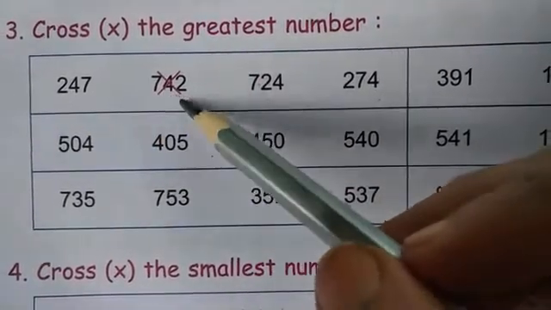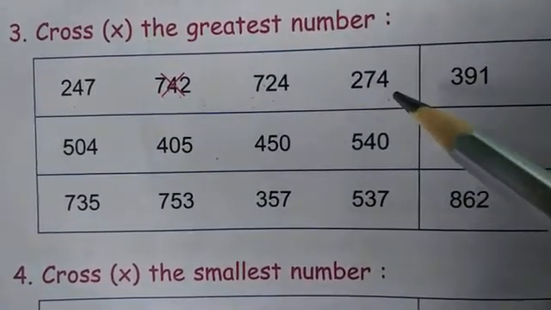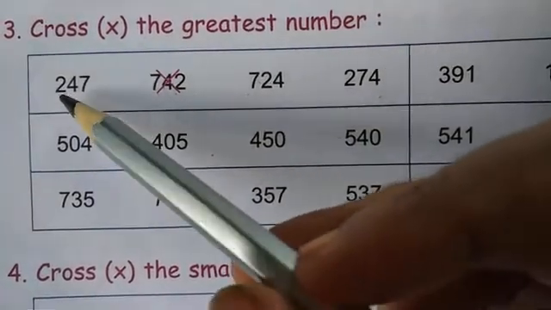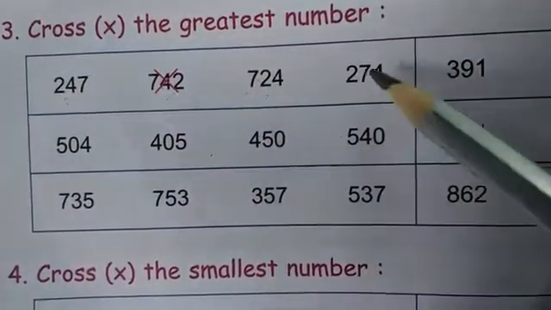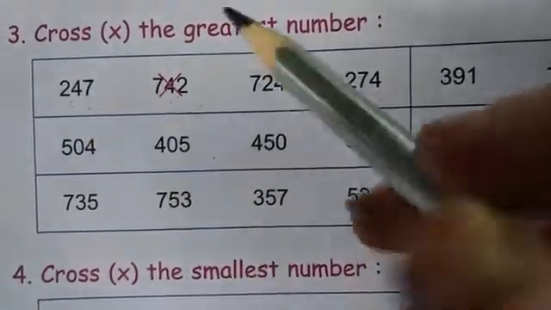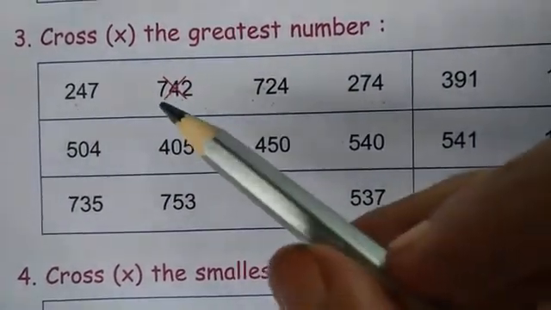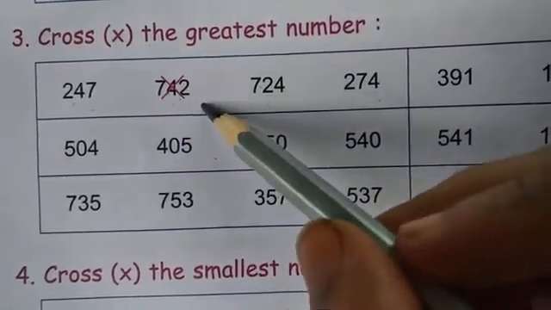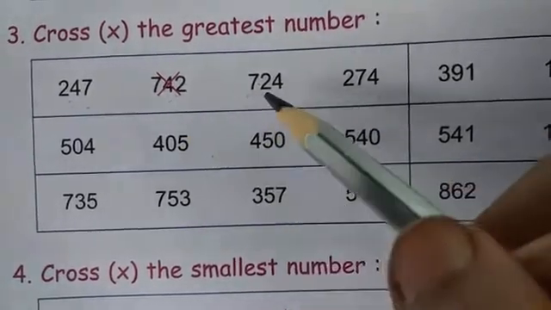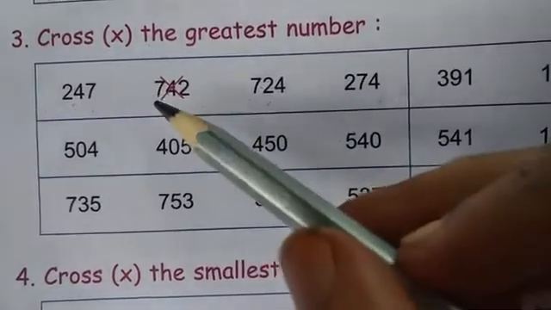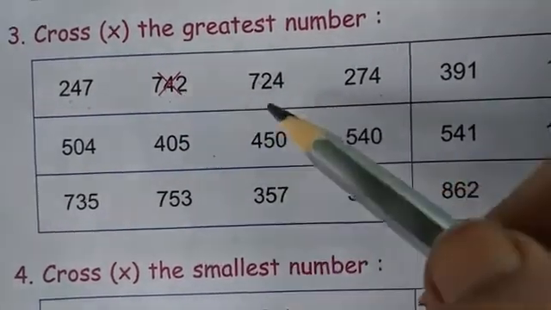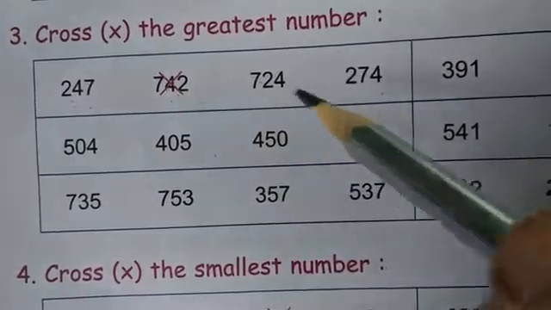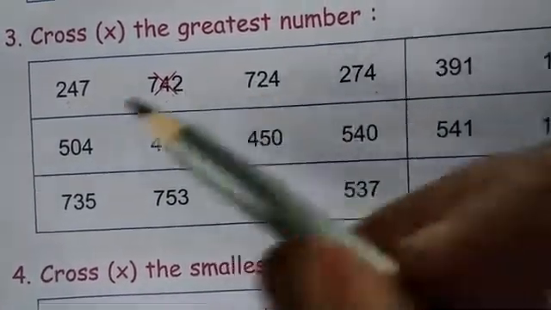247, 742, 724 and 274 are the numbers. Here we can easily see that 2 is less than 7. So 247 and 274 are less than 742 and 724. Now compare 742 with 724. The first digits are the same, but the second digit, 4, is greater than 2. So 742 is greater than all the numbers.